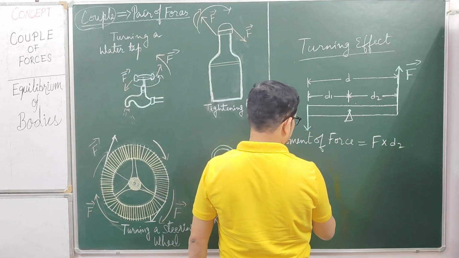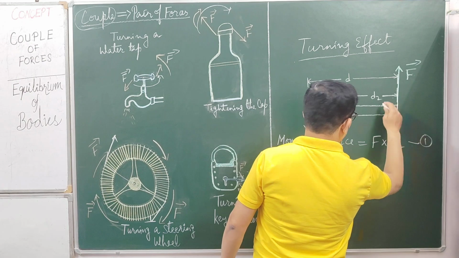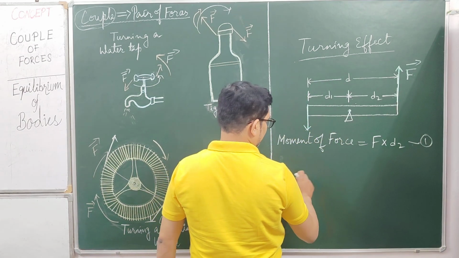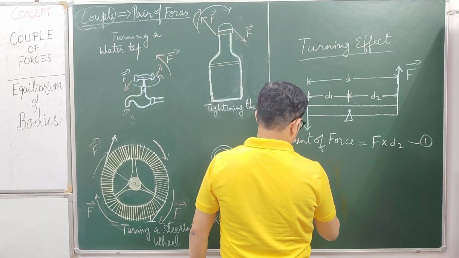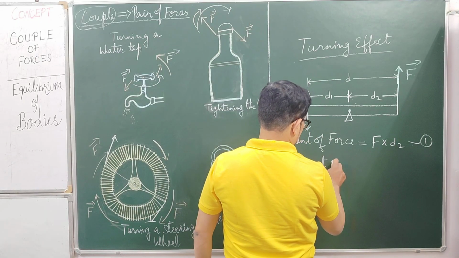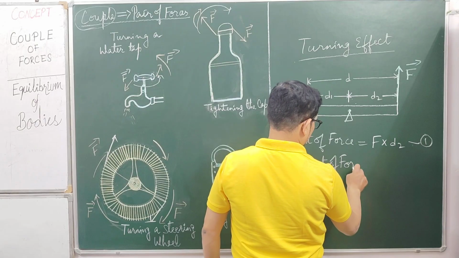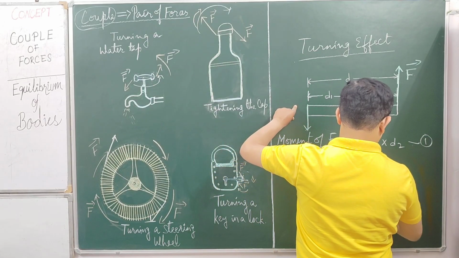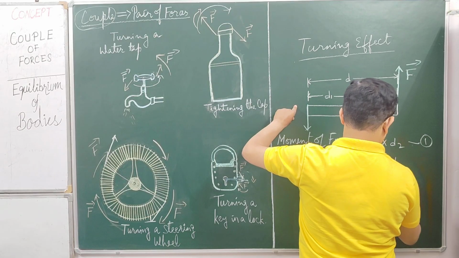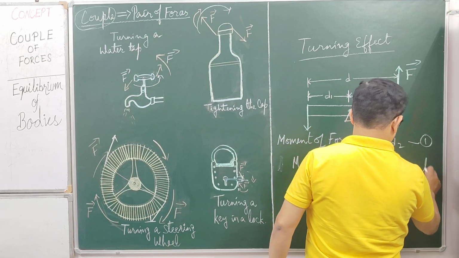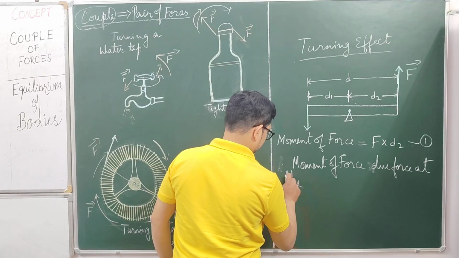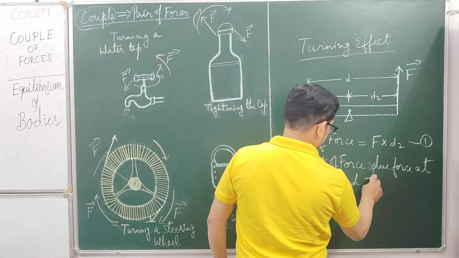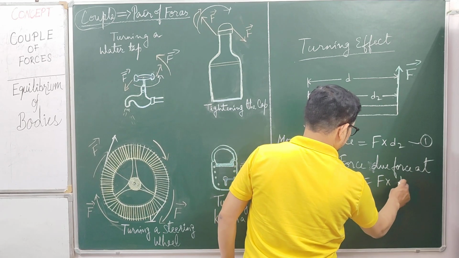Moment of force in the second situation. So this is the first situation, first force. If we consider the second moment of force, the moment of force at the other end due to force, this equals F times d1, right?